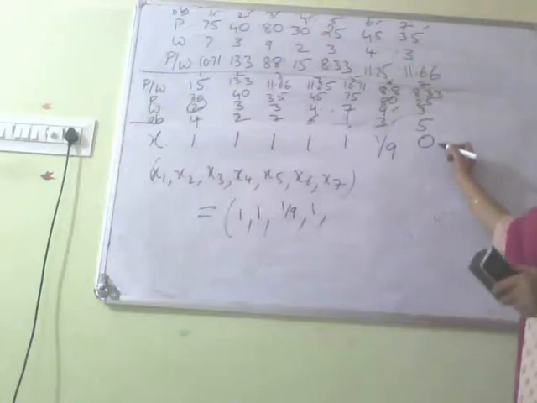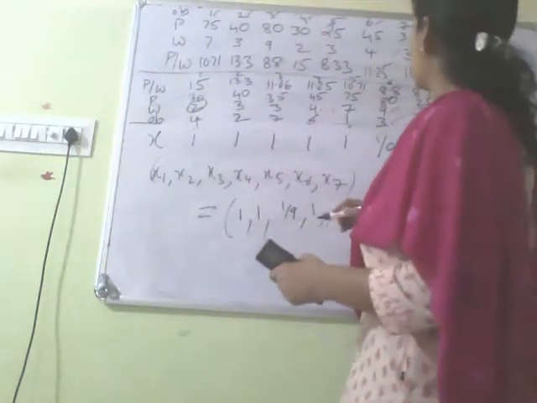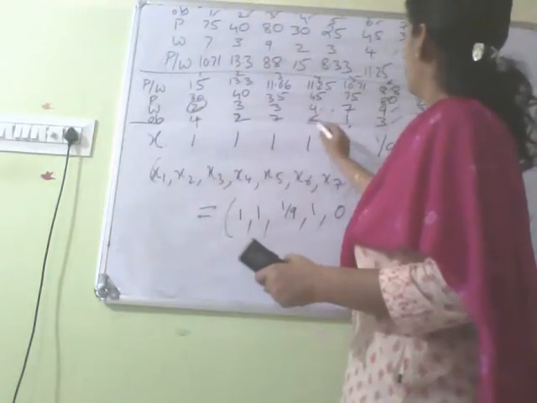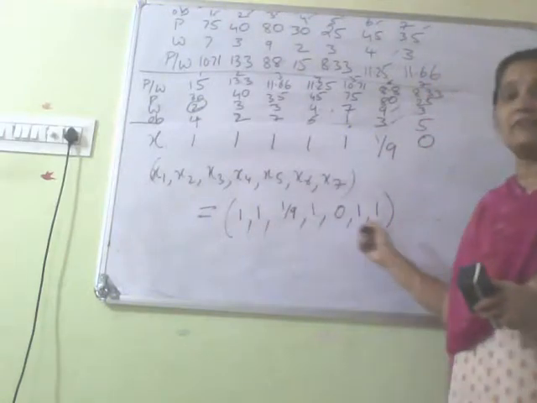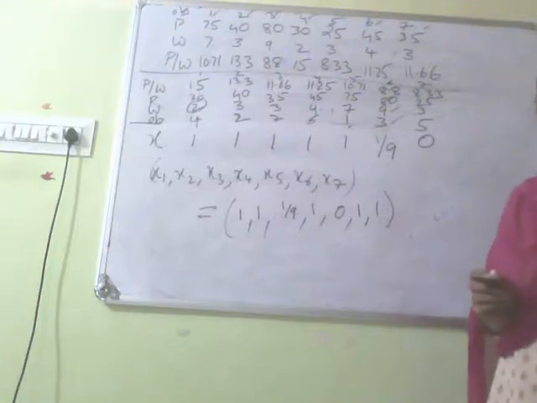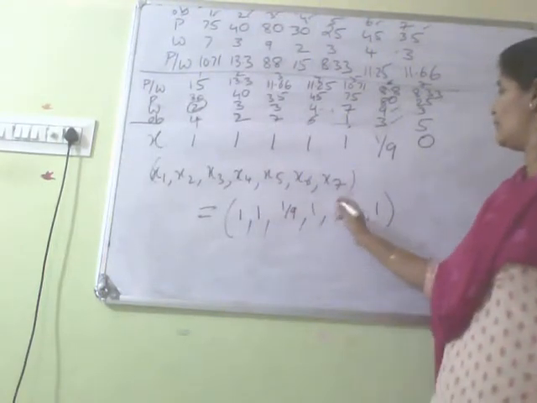x5, the object 5 we did not select, so it is 0. x6 is 1. x7, 1. So these are our x values. All of you got the same answer? 1, 2, 3, 4, 5, 6, 7.